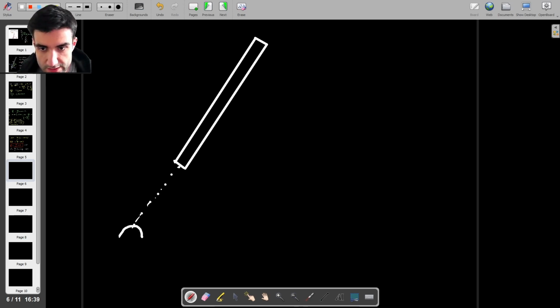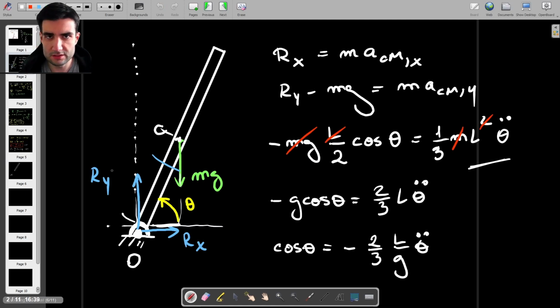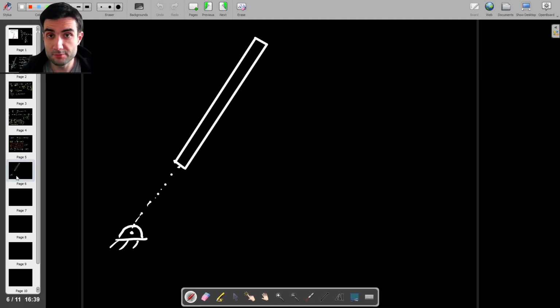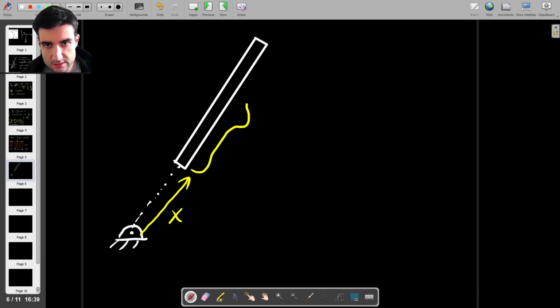So I'm not just separating the bar from the rest of the world, I'm separating a bar from the rest of the bar, essentially. So we've got a distance from here to here, which is, let's call it x, which means this here is L minus x.